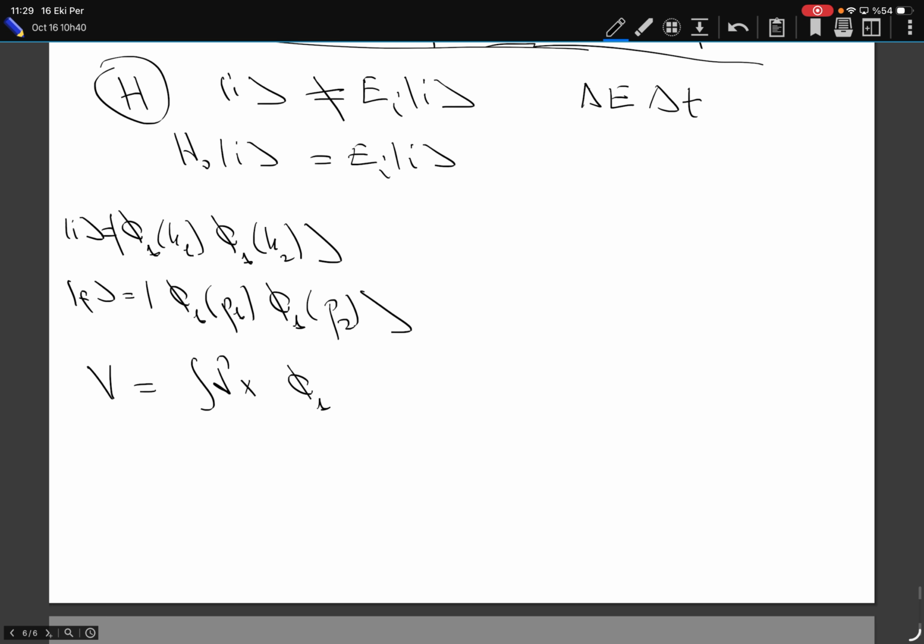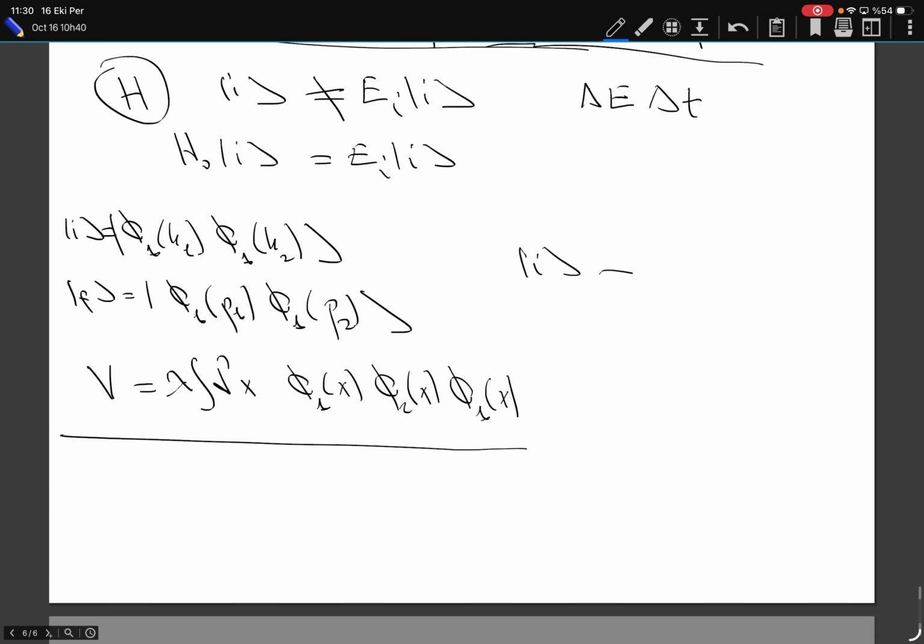And V, I will take V as, let's say that they're all real fields, phi1 of x, phi2 of x, phi1 of x, with some coefficient over here, lambda. Phi1 is one kind of real field, phi2 is some other kind of real field. And we will see if such a potential will lead to a transition from I to F and what will be the transition amplitude.